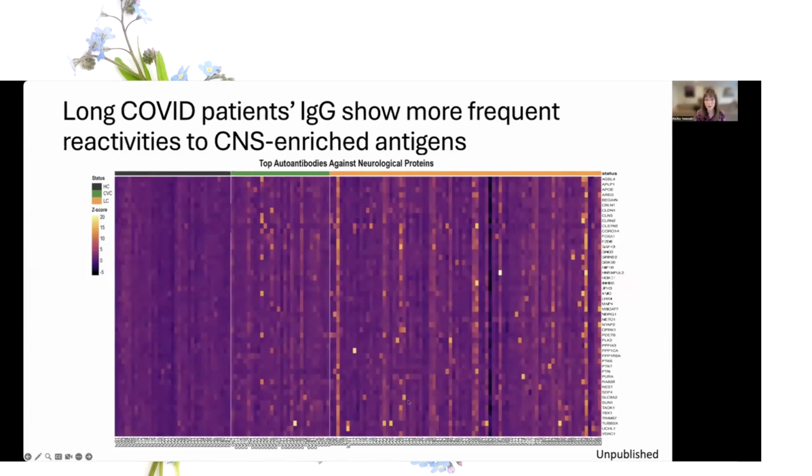And some of them have very high staining across the entire set of autoantigens. For example, this person, these people, and these people. So there's a broad reactive autoantibody set in some of these patients with long COVID. Whereas the healthy control have very little staining. And as I mentioned, convalescent control, some of them do have staining.